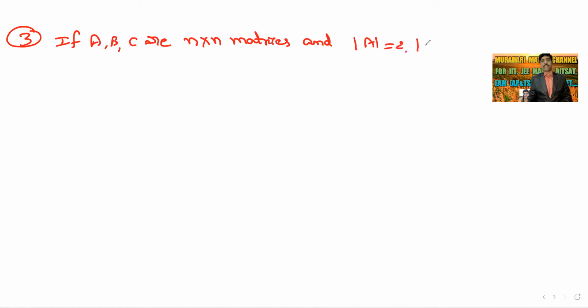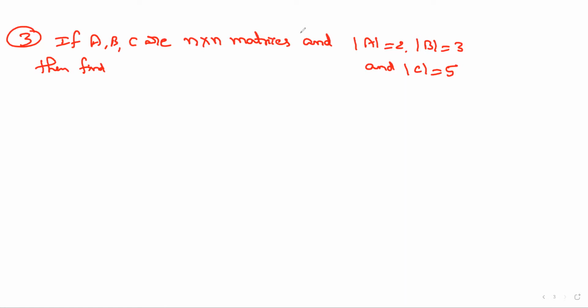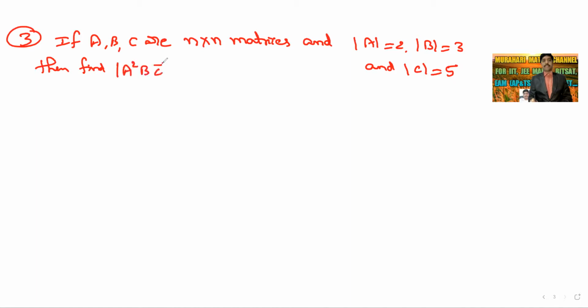Okay, now I am going to explain question number 3. If A, B, C are n by n matrices and determinant of A is equal to 2, determinant of B is equal to 3, and determinant of C is equal to 5, then we have to find the determinant of A square B C inverse.